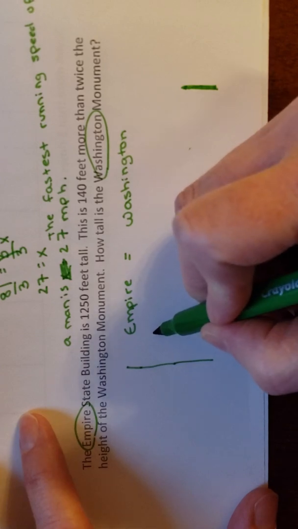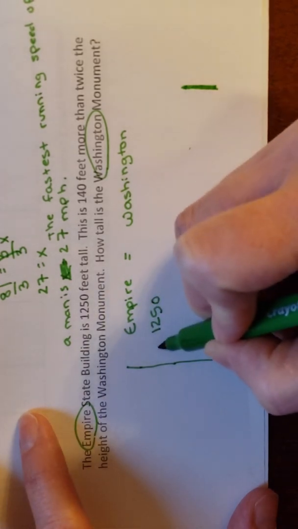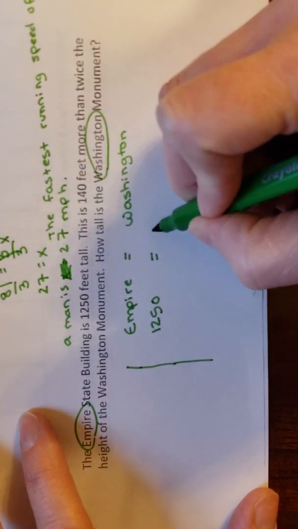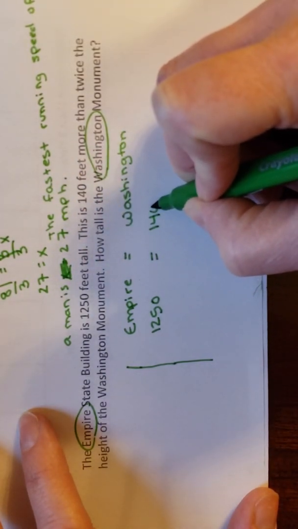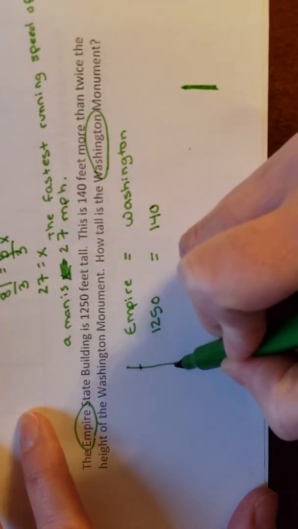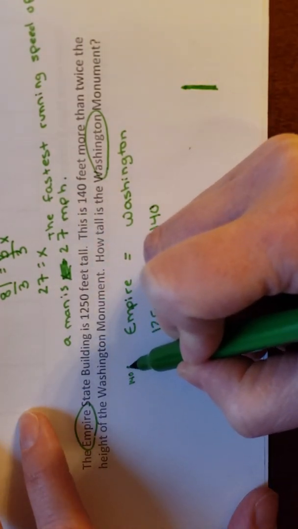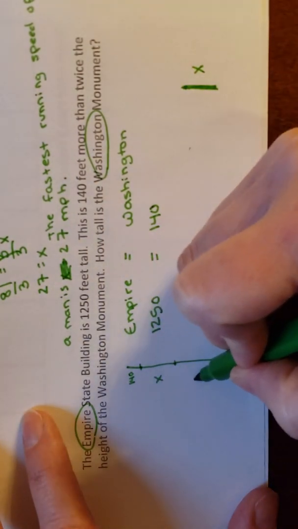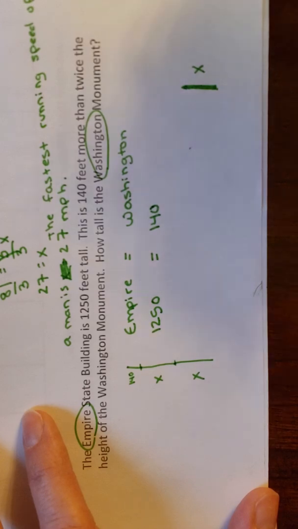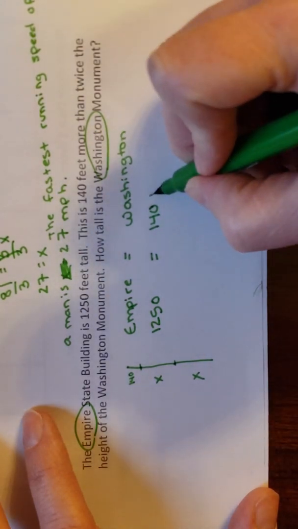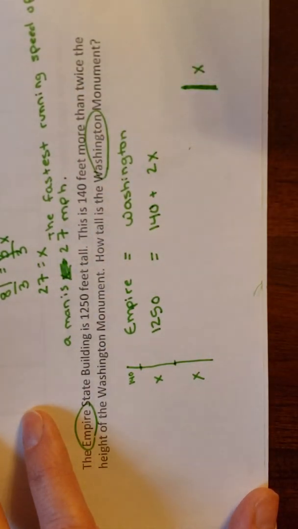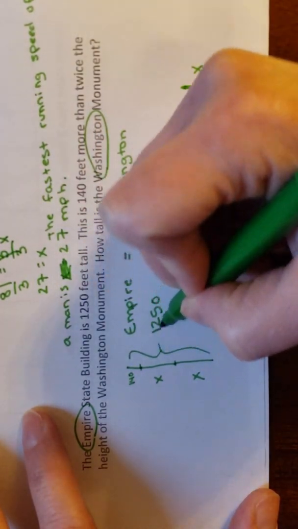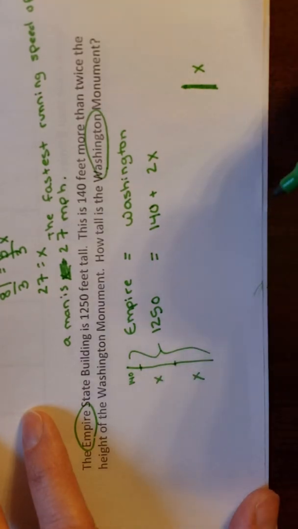So this is actually 1,250. This is 140 feet more. So this little bit is 140. Then twice the height of the monument, which is our unknown. There's two of those and a little bit more. More than two of our unknowns, okay, which makes sense. This whole 1,250 here is twice the monument and 140 more.